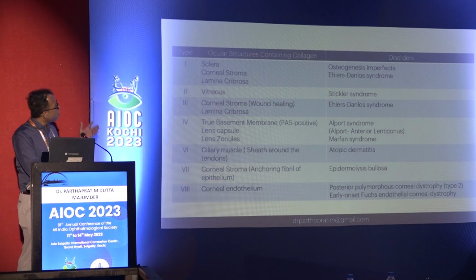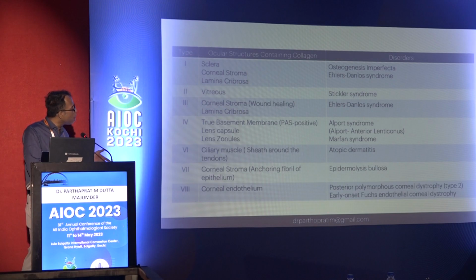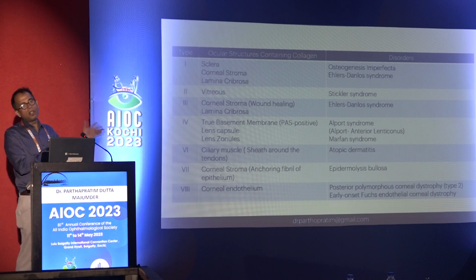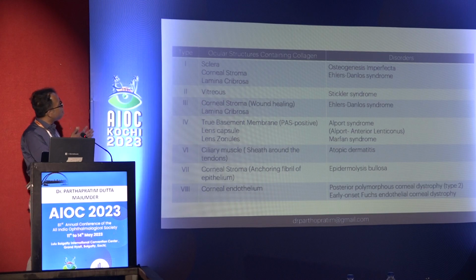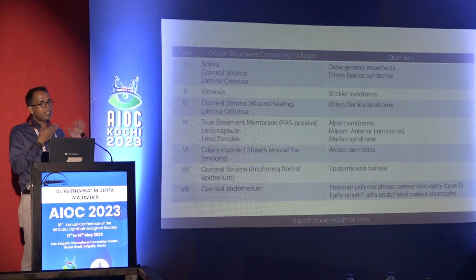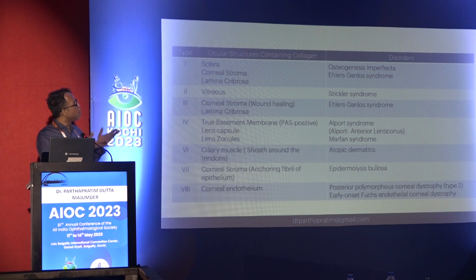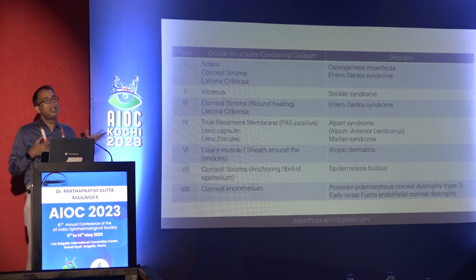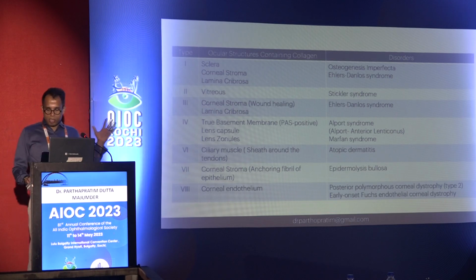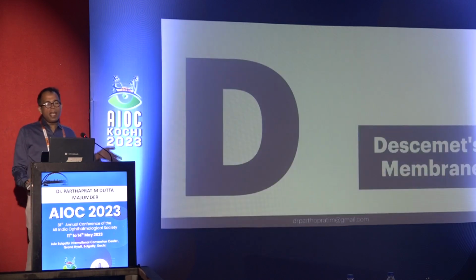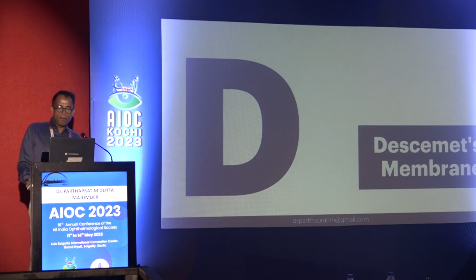If you see, these are the structures of the collagens, and if there is any problem in the metabolism or in the structural integrity of the collagen, then we have the following disorders. For example, if collagen 1 is defective, then we can have osteogenesis imperfecta and Ehlers-Danlos syndrome, and you know that in osteogenesis imperfecta, the sclera becomes thin and bluish. So this is how it works. Now the next important structure is Descemet's membrane.